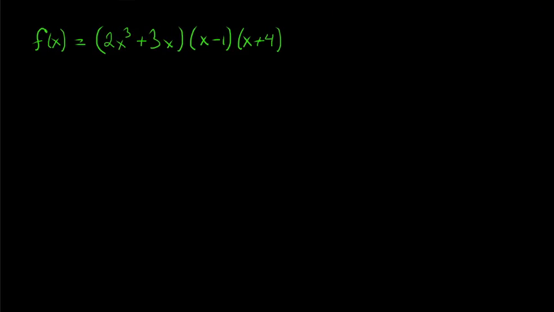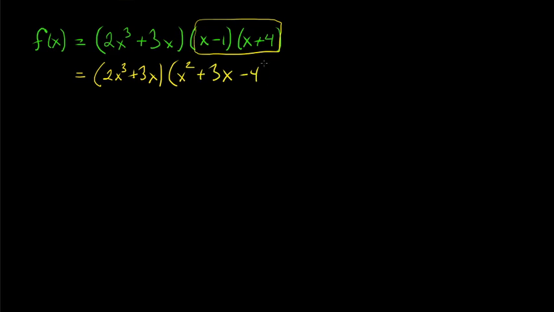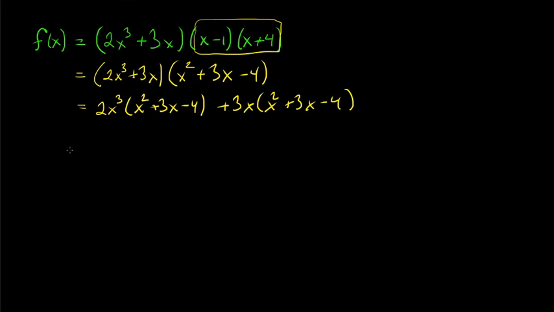Okay, so here's the original function. Again, we want to take the derivative, but before we take the derivative, why don't we just multiply this out first? I'm going to multiply this out first to give us x squared plus 3x minus 4. And now, let's just multiply 2x cubed times x squared plus 3x minus 4 plus 3x times x squared plus 3x minus 4. Last time I did that all in my head, but it helps to write it out in this case.